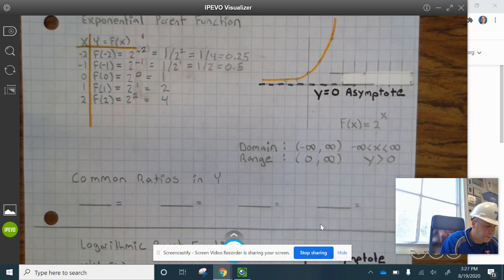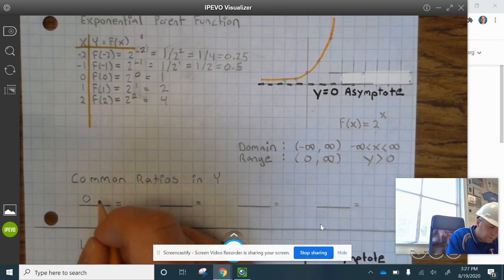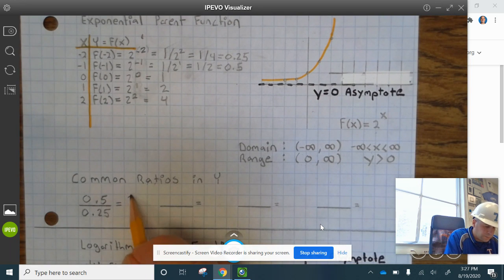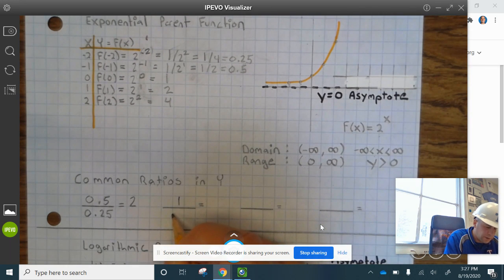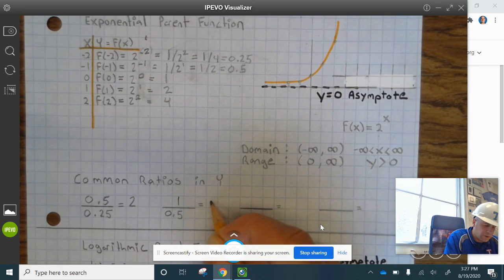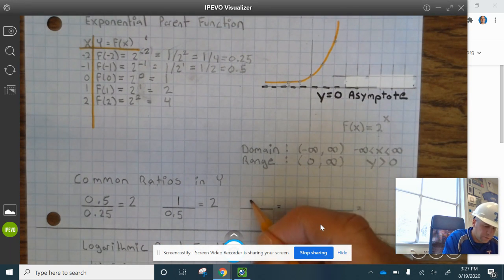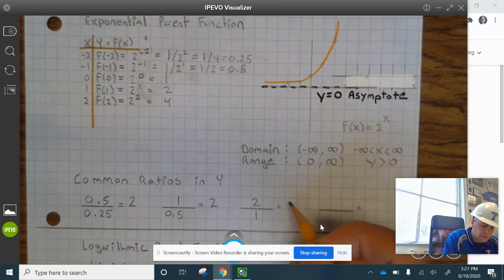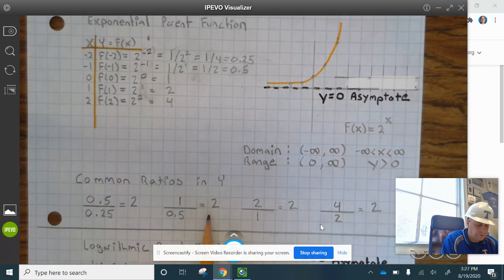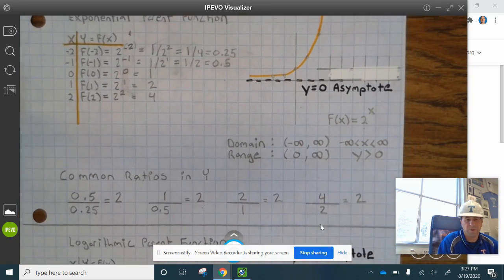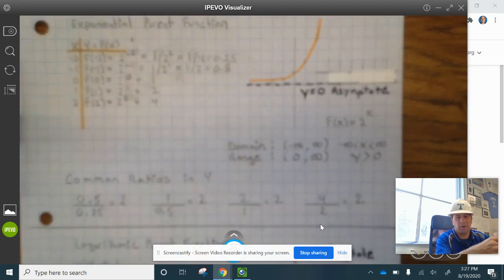All right, now let's look at common ratios in y. What I mean by common ratios in y is if we do 0.5 divided by 0.25, you get 2. And then if you do 1 divided by 0.5, you get 2. If we do 2 divided by 1, you get 2. And then if we do 4 divided by 2, you get 2. And you can see that the common ratio in y is 2. Okay, so go ahead and finish up your exponential parent function notes.